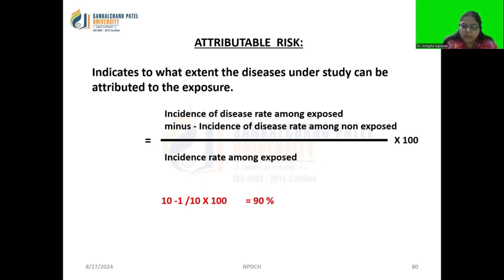So what does this mean? If 100 people are developing this disease, 90% of the people are developing it due to this habit. 10% may be developing it due to some other risk factor, but the 90% causative effect is by this habit. So if we eliminate this habit completely out of the patient's life, then 90% of the people will be saved from that particular disease. This is the meaning of attributable risk.